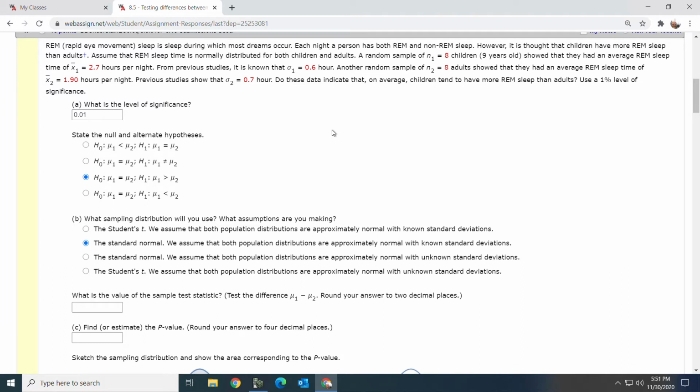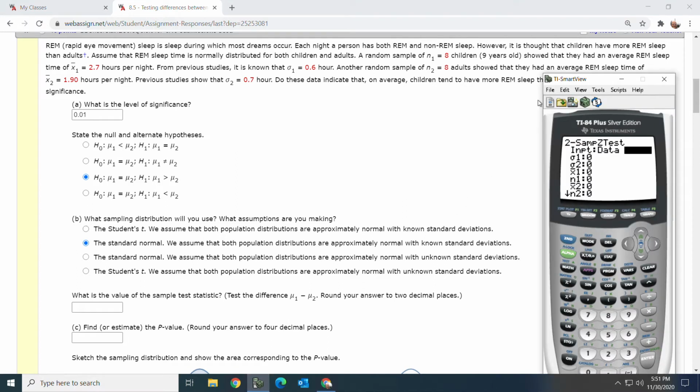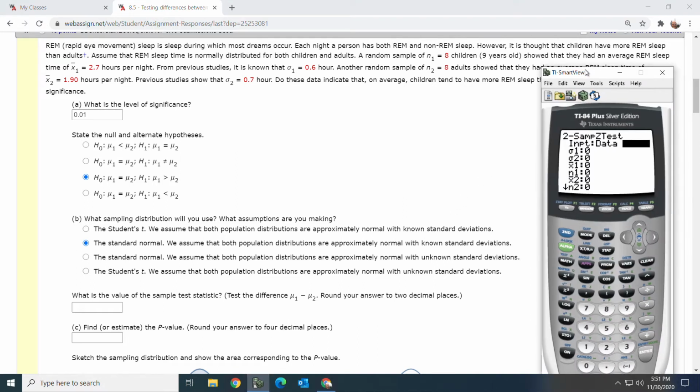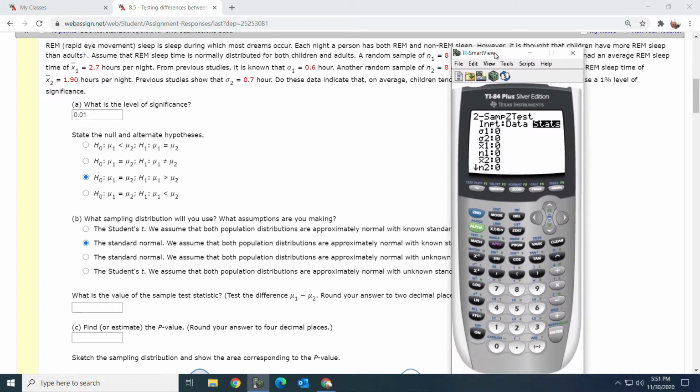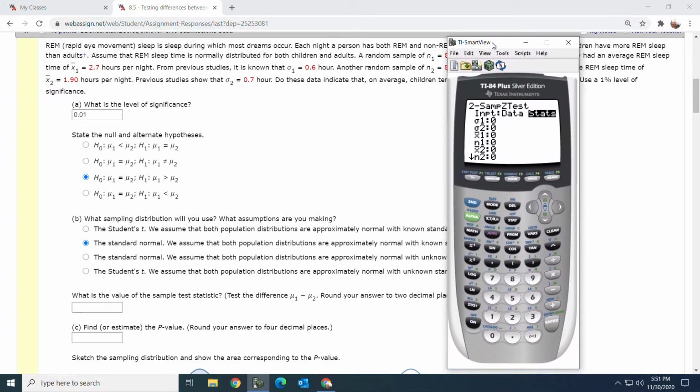What is the value of the sample statistic? Round your answer to 2 decimal places. Find or estimate the p-value. All right, so I'm going to pull up the graphing calculator. This problem doesn't have the SALT button, so we can't just go directly in and use that online statistical analysis tool. The next video will, though. We've got 3 problems in this homework set, and the last 2 both have the SALT option.